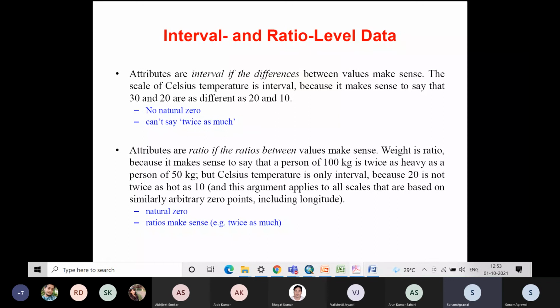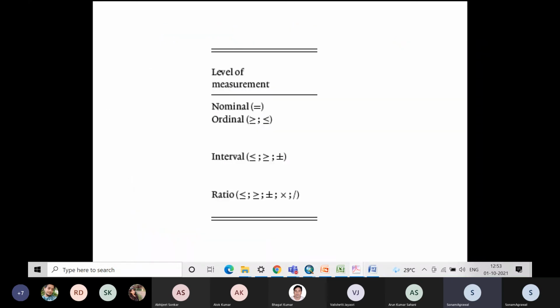So broadly, the whole data set is divided into 4 categories. Attribute data can be of 4 types: nominal data, in which there is a simple assignment; ordinal data, in which we can perform comparison; interval data, in which we can perform comparison. We can say that yes, 20 degrees Celsius is hotter than 10 degrees Celsius. We can perform addition and subtraction over there. In case of ratio data, we can perform comparison as well as all the arithmetic operations.